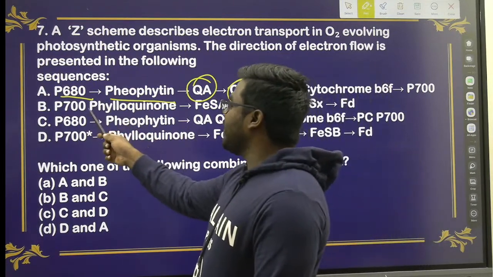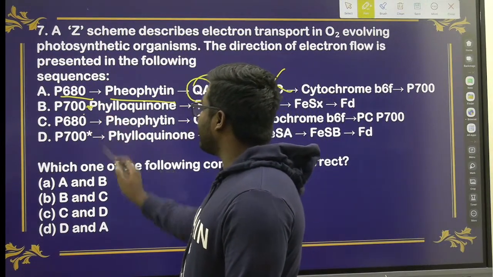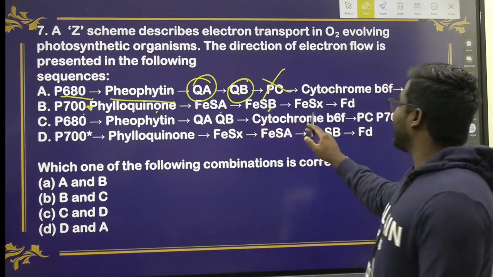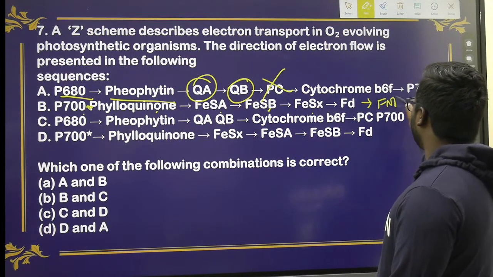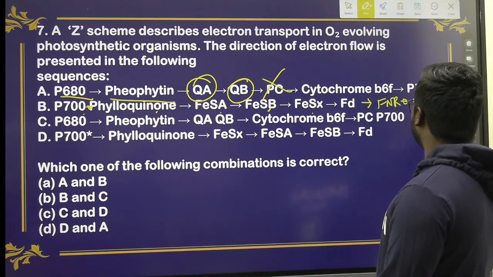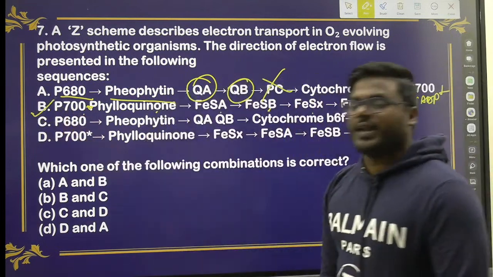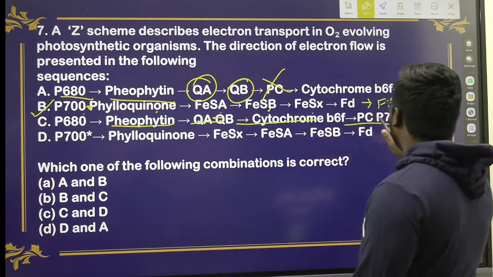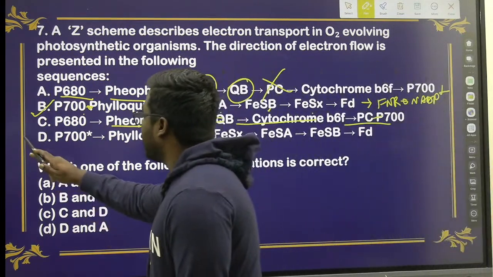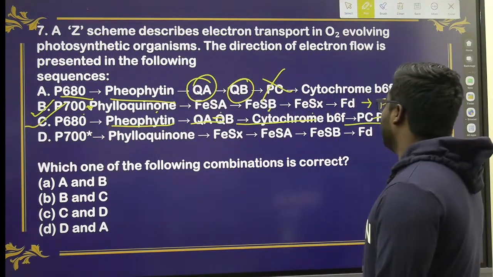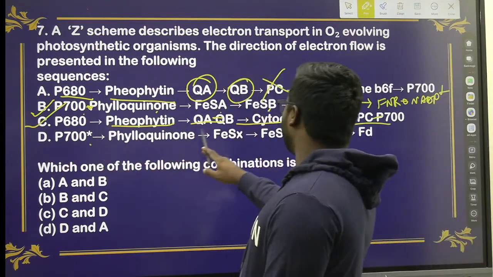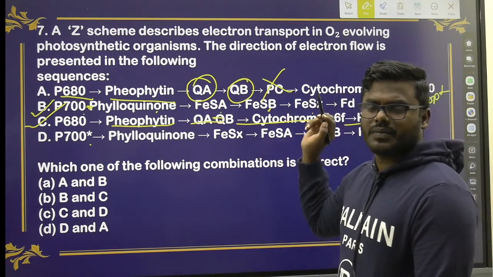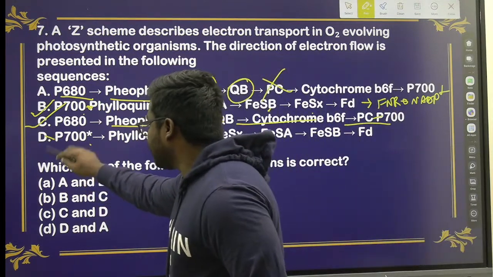You look into the option B, P700, immediately what we can call it as a phylloquinone, iron sulfur A, iron sulfur B, iron sulfur X, FD, FNR, finally NADP plus. Obviously, option B is the right one. Now look into the P680, pheophytin, quinone A, quinone B, cytochrome B6F, plastocyanin, P700. Obviously, C is also right. Then P700, phylloquinone, iron sulfur XAB. No, right? SA, SB, SX. Right. Option D will be the wrong option.